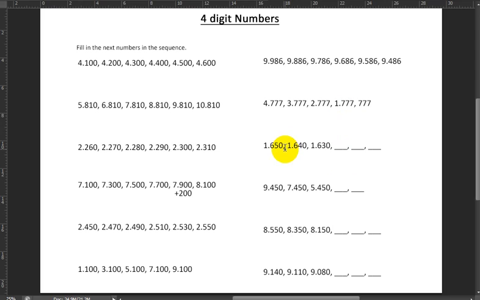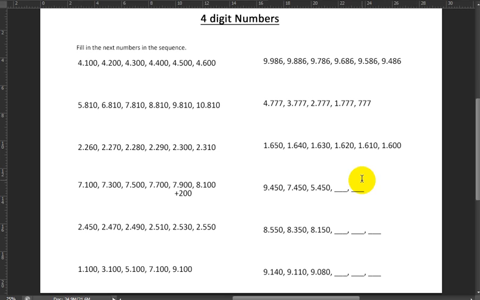Next up, I have 1,650, 1,640, 1,630. So here the tens are changing. They're going down by 1. So if it goes one more down, this 3 will become a 2. So 1,620. Another one down, it's going to become a 1. So 1,610. And another one down, and it becomes 0. So 1,600.